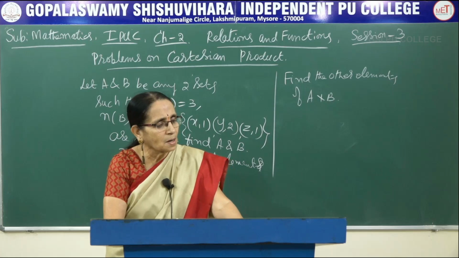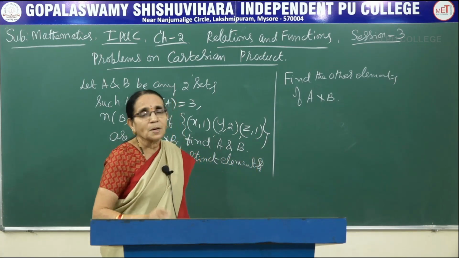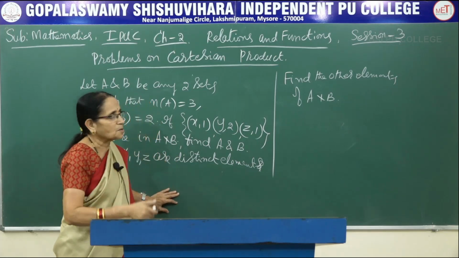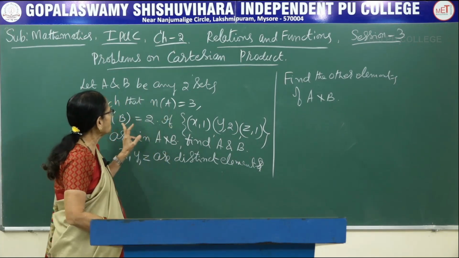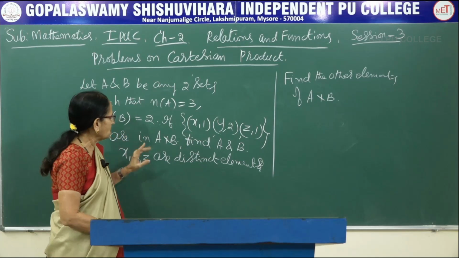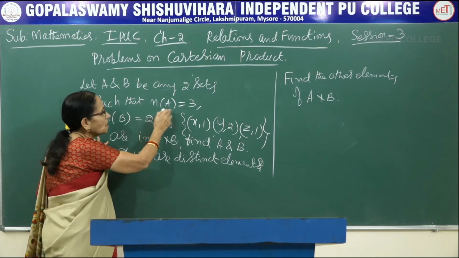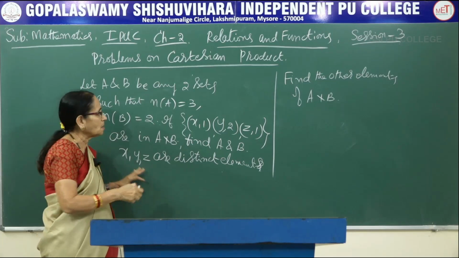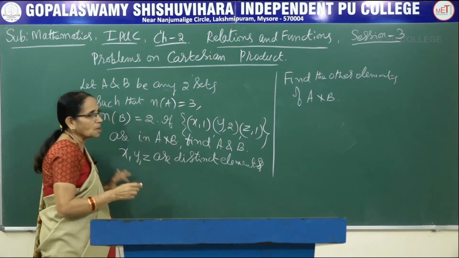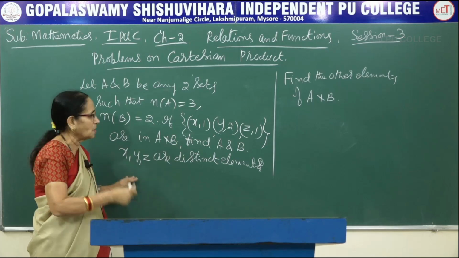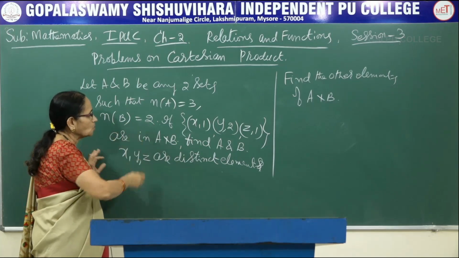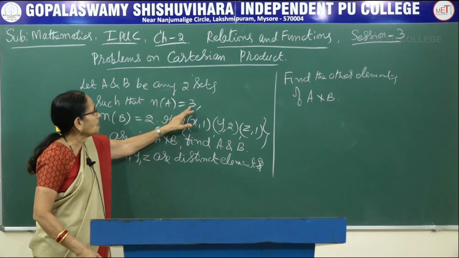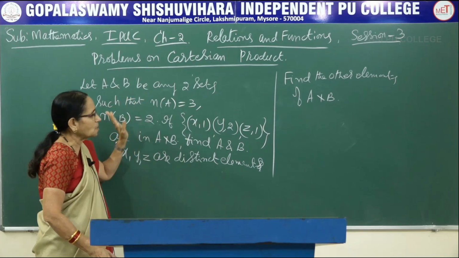Now, let me read the problem and understand what is given, what has to be calculated. There are two sets here. One is A, the other is B. Such that n of A is equal to 3. The elements of A and B have not been given here. n of A is equal to 3, that means A contains 3 elements. n of B is equal to 2 means the set B contains 2 elements. So, there are 3 elements in A, 2 elements in B.